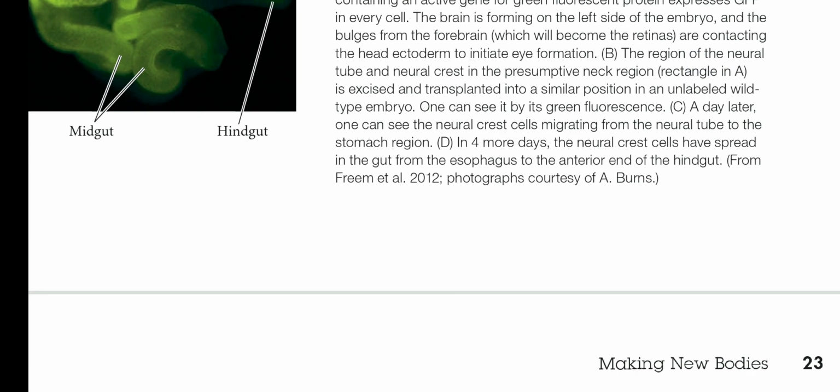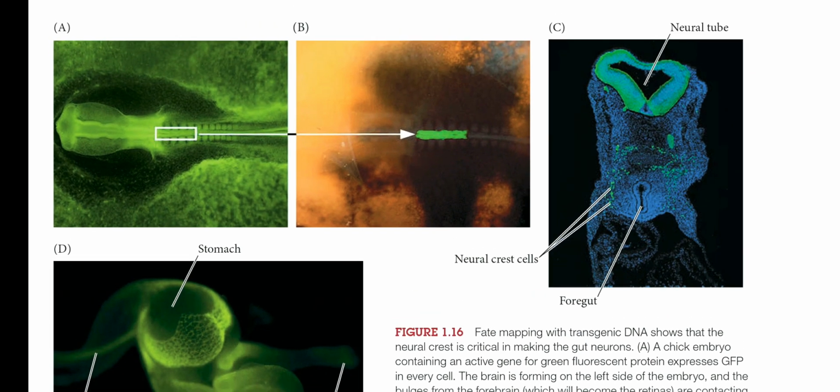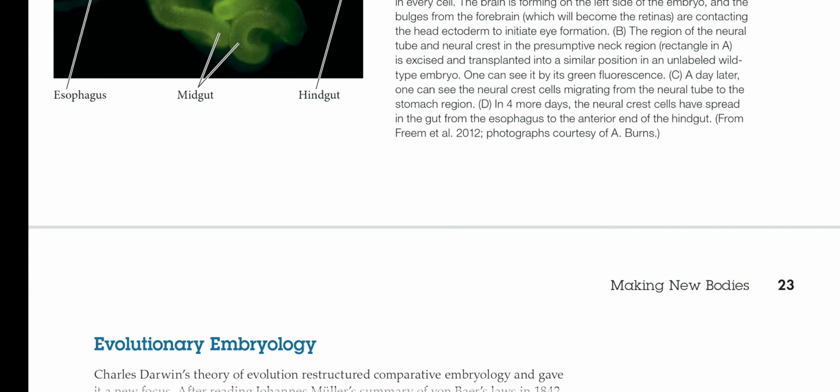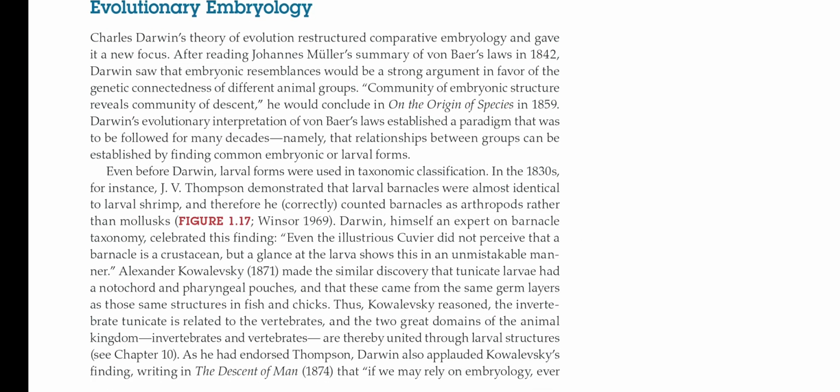Then a day later, one can see the neural crest cells migrate from the neural tube to the stomach region. And then in four more days, the neural crest cells have spread out in the gut and esophagus to the anterior end of the hindgut. So this movement of particular cells, differentiating into different regional organs, can be observed by green fluorescent protein tagging. So this is the way we can also determine the fate maps of that particular organism, of those particular cells.